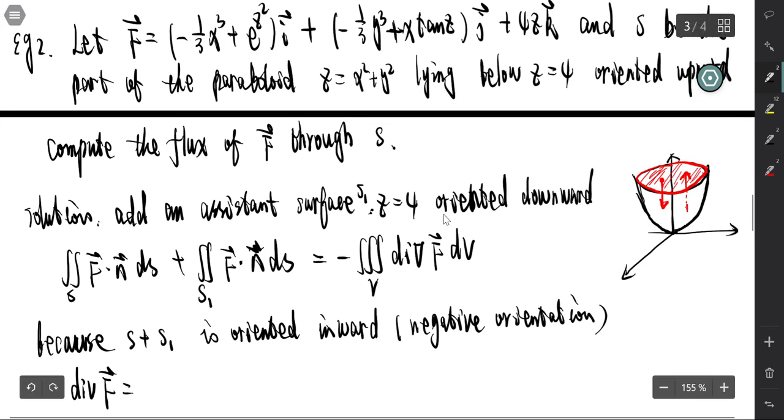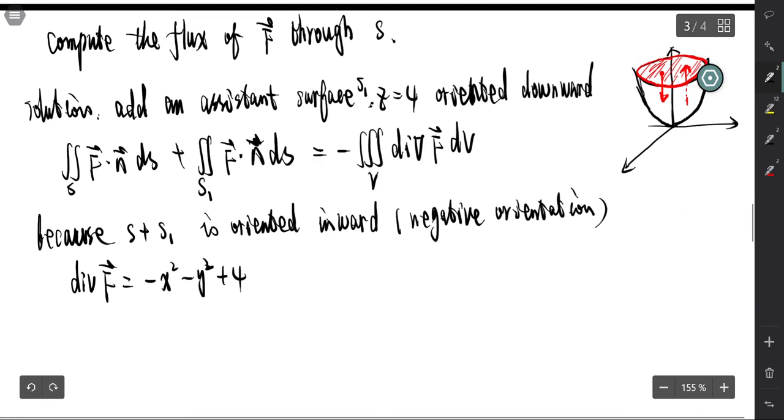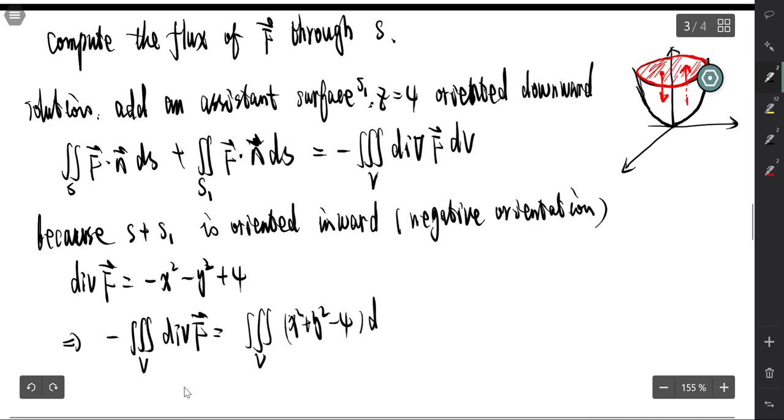The first part is negative x squared. For the second component, we take the derivative with respect to y, that is negative y squared, then plus 4. So the negative integration on V of the divergence of F is the integral on V of x squared plus y squared minus 4 dV.